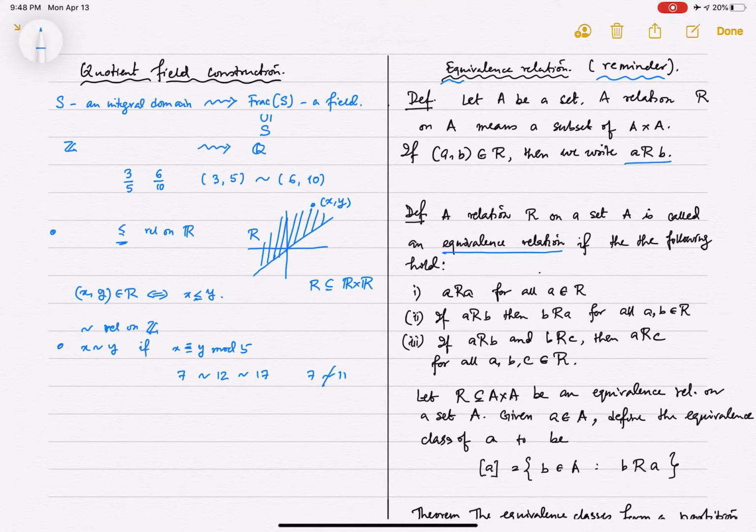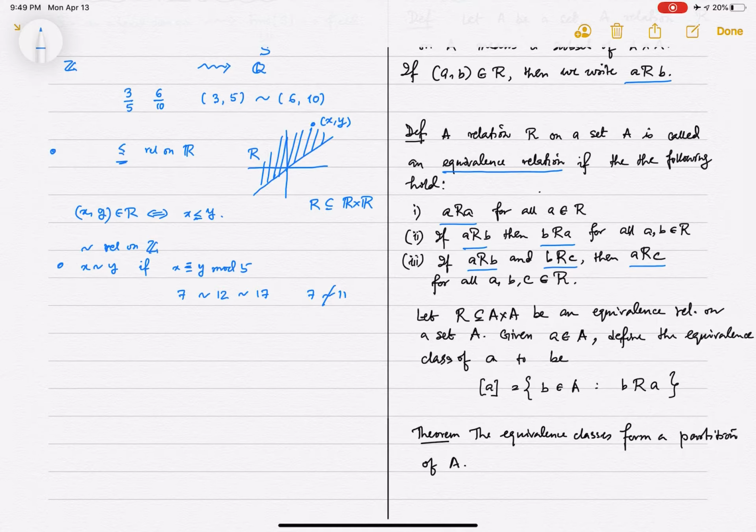This is an example of an equivalence relation. A relation R on a set A is called an equivalence relation if the following three properties hold. The relation is reflexive, which means that every element is related to itself. The relation is symmetric, which means that if A is related to B, then B is related to A. And the relation is transitive, which means that if A is related to B and B is related to C, then A is related to C.